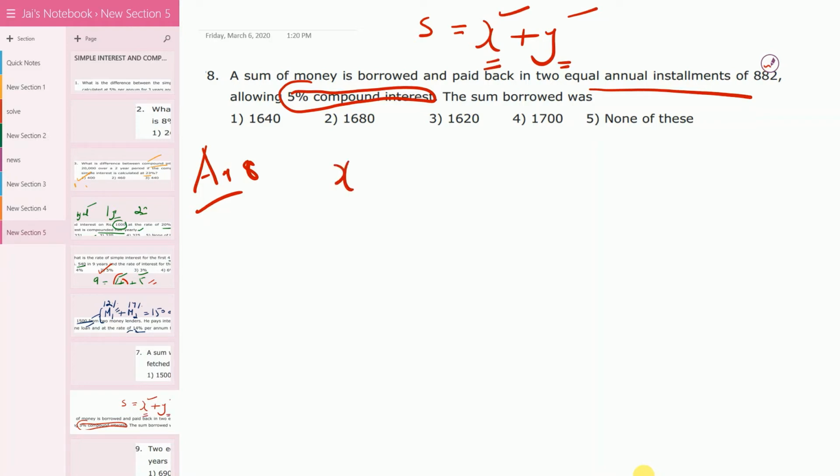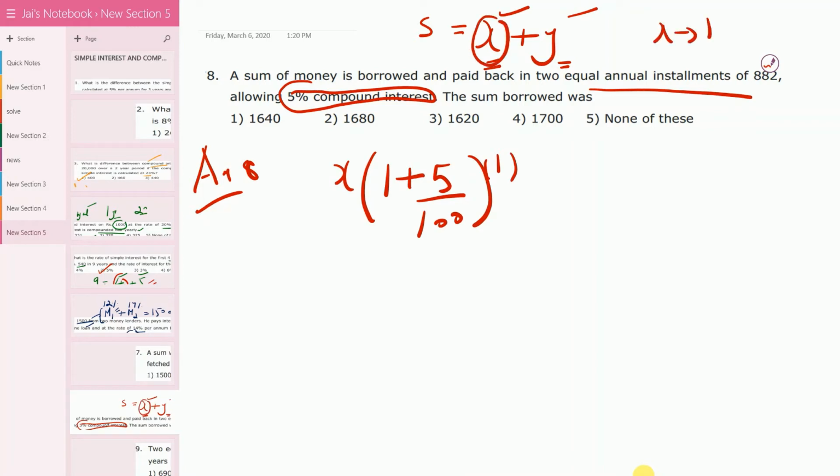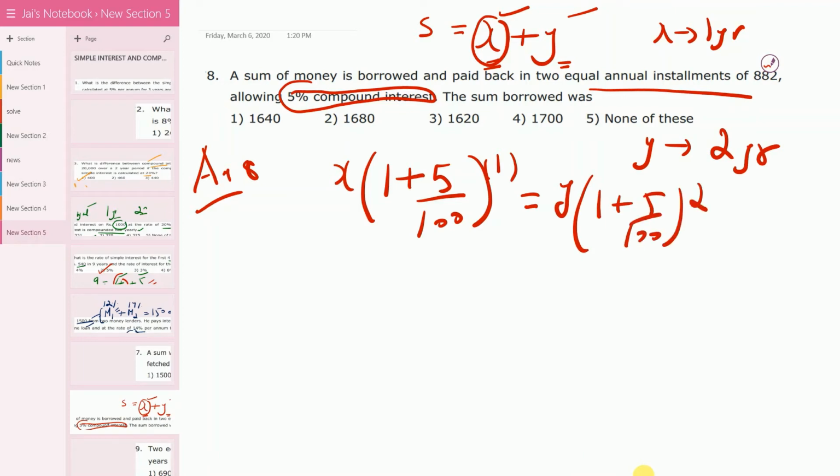So on an amount of rupees x, we will have to pay a compound interest, and that is rated at 5% per annum. Assume that this amount I have paid after my first year, and the amount y paid after my second year. Since I have paid the amount y after my second year, this will be compounded 2 times. So from here, I can get a relation in x and y. This comes out to be nothing but solving the equation 105 square upon 100 square.